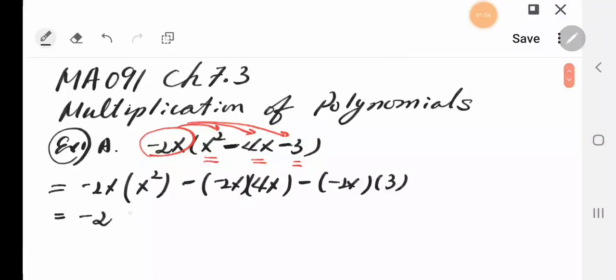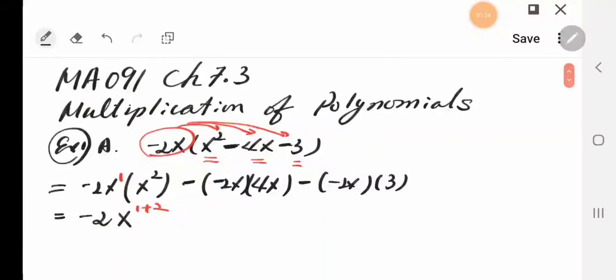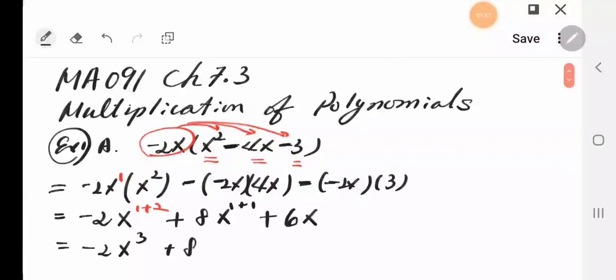So this is equal to negative 2 times x times x squared. Multiplying x times x squared means we add the exponents 1 and 2, so 1 plus 2 is 3. For the second term, negative times negative is positive, so make it plus. 2 times 4 is 8, and x times x means we add the exponents 1 plus 1, giving x squared. For the last term, negative times negative is positive, so make it plus; 2 times 3 is 6x. So finally this will be negative 2x to the third power plus 8x squared plus 6x.